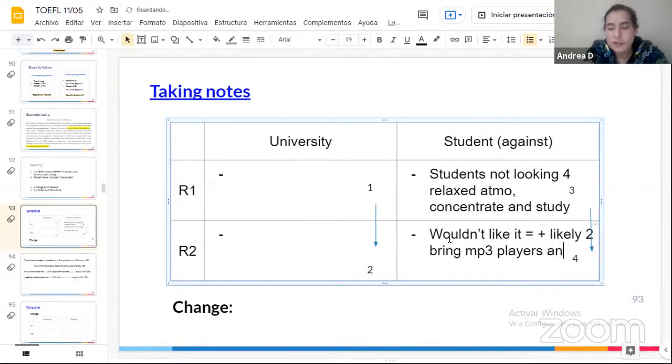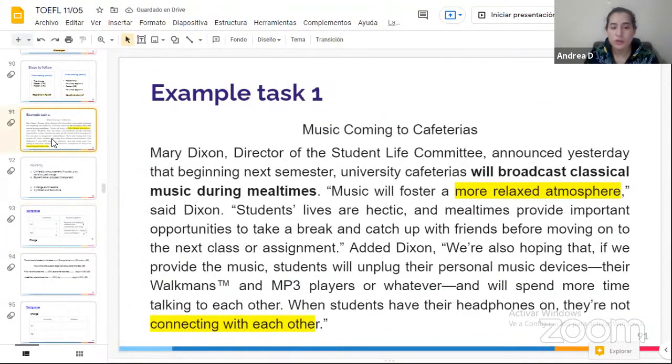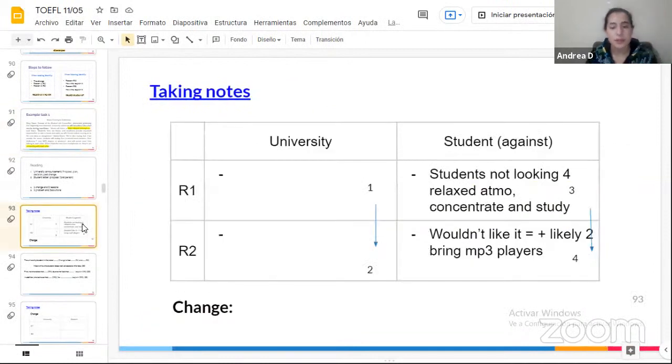So, obviously they're not going to achieve the university's goal, right? Because if they want them to connect more with each other, they're going to do the exact opposite. So they're more likely to bring their MP3 players or iPads, whatever they have, and they're going to block out the music, and they're not going to be connecting with each other. They're basically going to stop talking. So that means that the university's goals are not going to be achieved, are they?